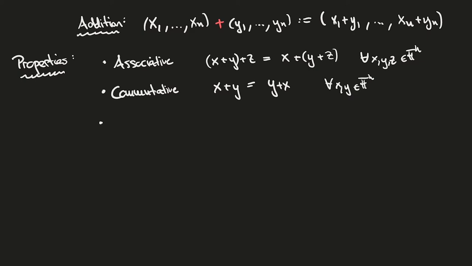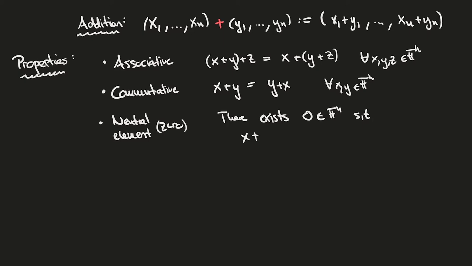Third, addition in Fn also has a neutral element, which we can also call a zero in the case of the additive neutral element. So this means that there exists an element 0 in Fn such that x plus 0 is equal to x for all x in Fn. So this is simply an element that if we add it to some element x, we get back our original element x.